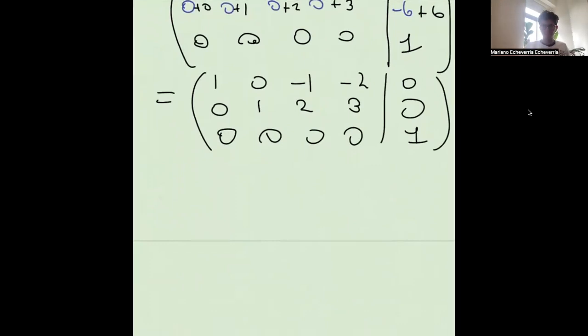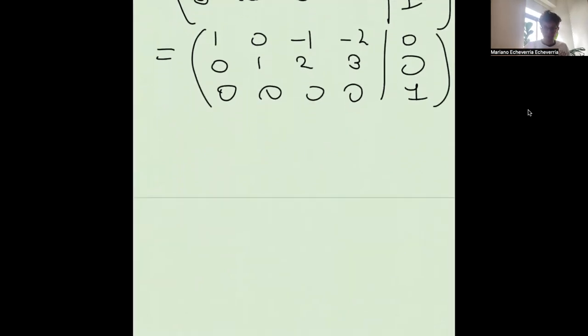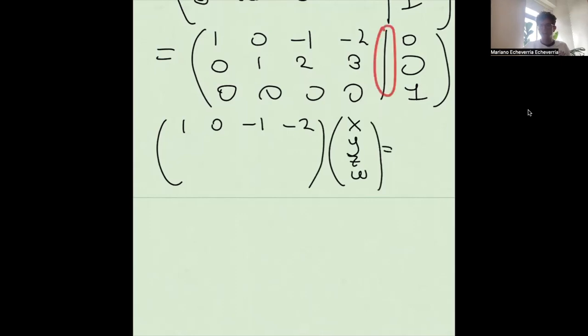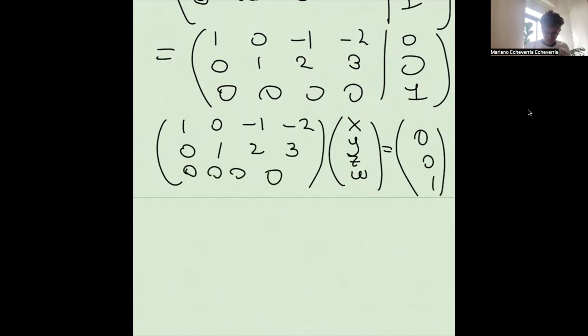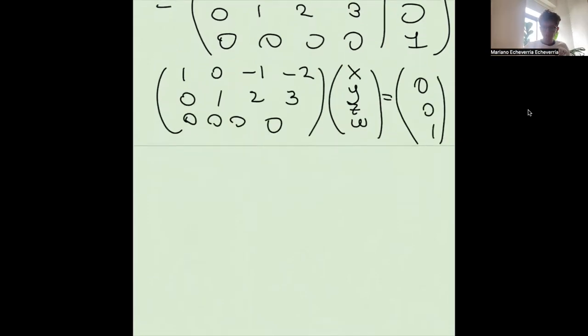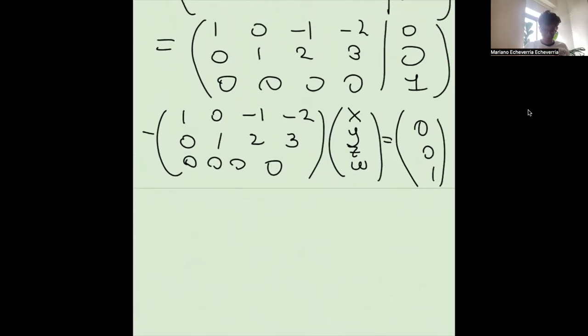My claim is that this is the row reduced echelon form. First, let's check what this looks like in terms of the system of equations. It gives you 1, 0, -1, -2. Once you are done reducing the matrix, you can show what this vertical line represented. So this vertical line represented the vector XYZW. So that's actually what this means. This really means the same as this.